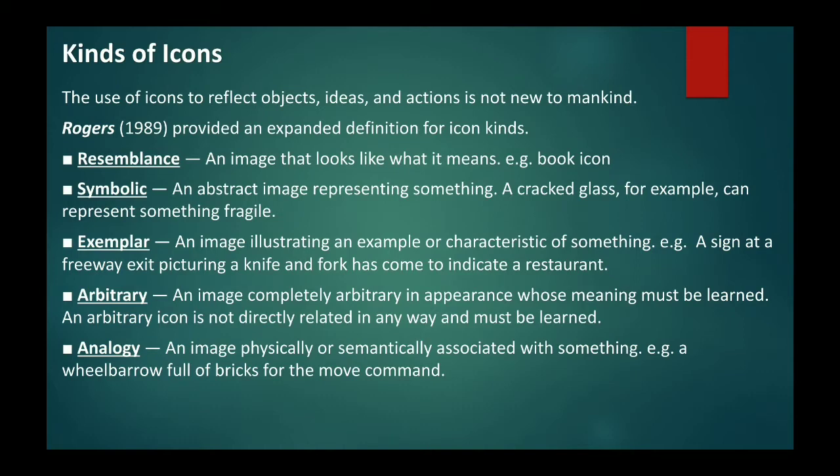So they are exemplar icons. They are showing that there is a restaurant ahead, 500 meters or 100 meters or 1000 meters. There is a fuel station, there is a gas pump. So something in the illustration form, something exemplar form, that is called the exemplar icon. Next is arbitrary, an image completely arbitrary in appearance whose meaning must be learned. So the meaning will not be clearly defined, you need to identify and think for which purpose this icon has been placed.